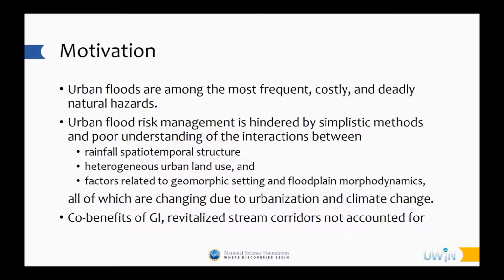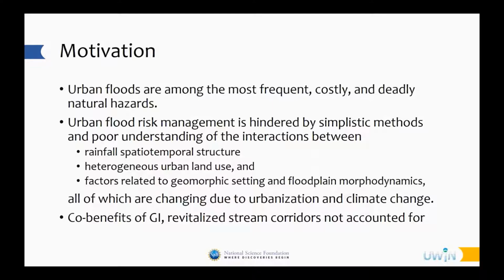So I don't need to belabor why urban floods are a matter of concern. They are one of the most frequent and costly and dangerous hazards in the world, including the U.S. And I think it's fair to say current methods are hindered by a poor understanding of a dynamic world and how interactions between rainfall and changing land use and changing channels and floodplains all interact with human behavior as well to affect flood hazards and the occurrence of disasters. So we're going to get into some of those interactions today.